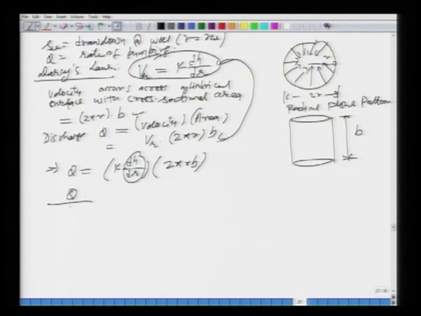If you do this, Q over 2 pi K b times dr over r is equal to dh. What you have done is you have separated the variables, h on the right hand side and r on the left hand side. That is all we have done here. And once we have done that, you integrate on both sides between two locations.